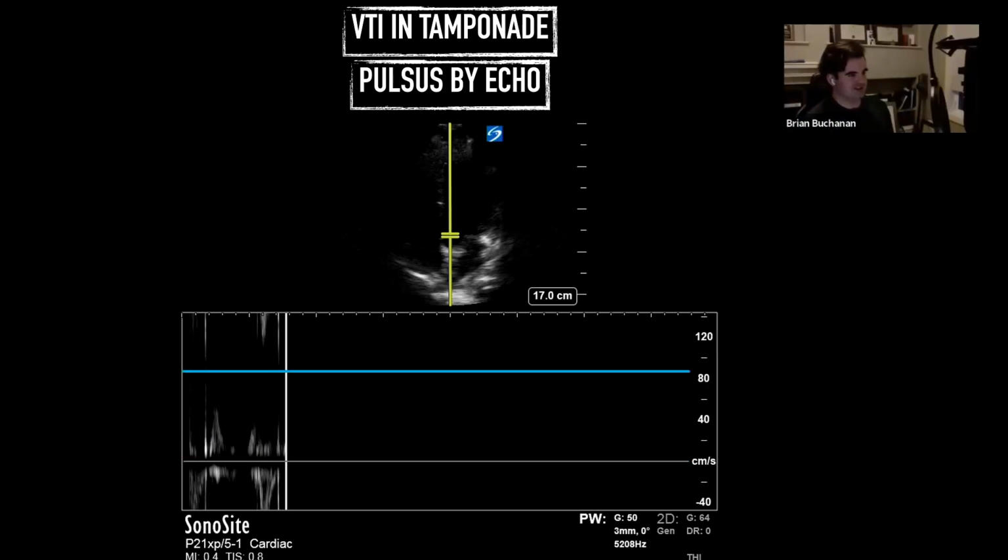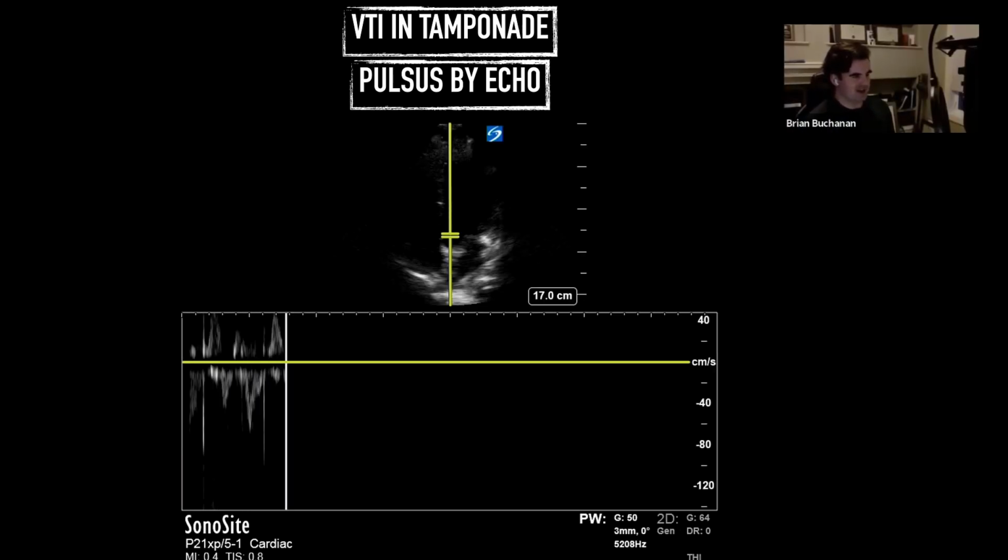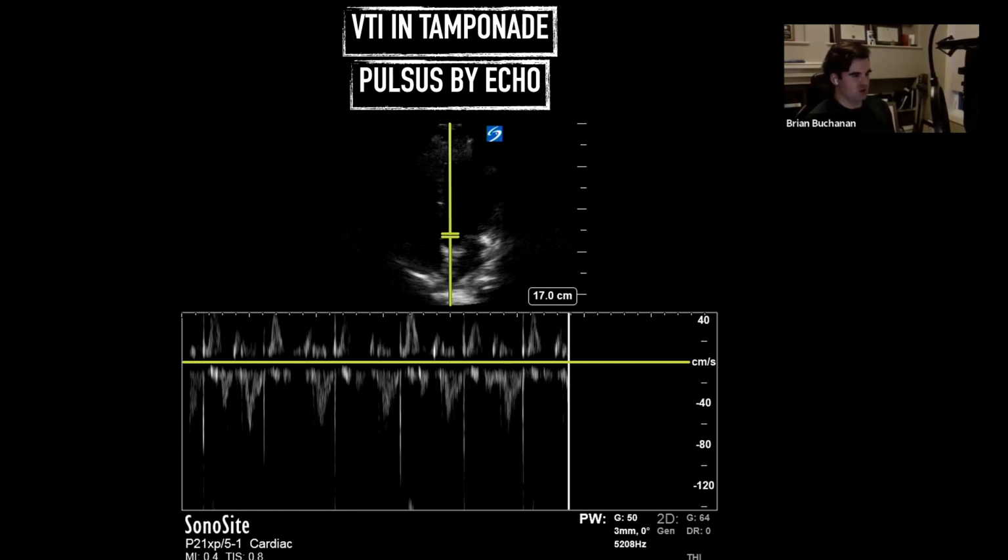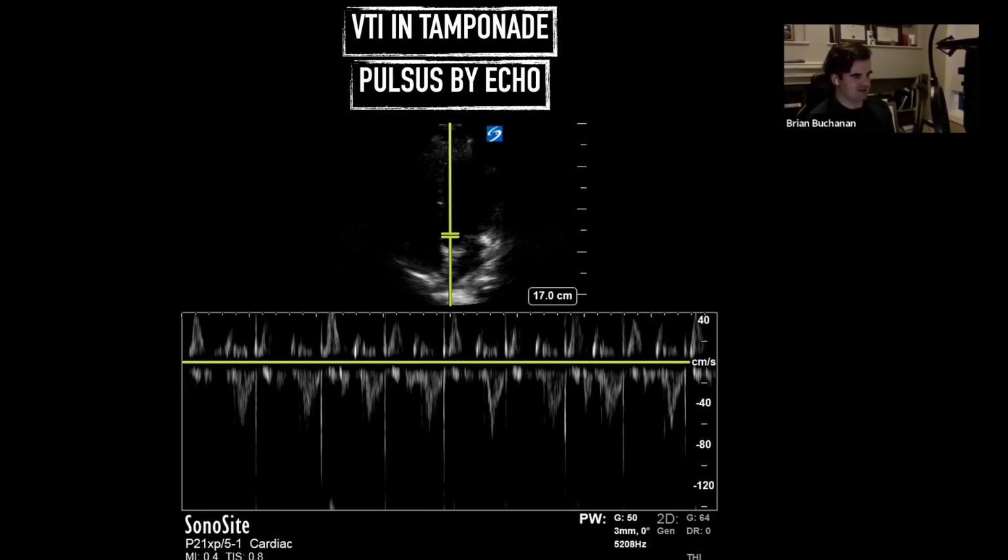And of course, finally, just to round things out here, we have a case, a young gentleman who was stabbed in the chest in the RV who had some obvious tamponade. And this is just an example here of that variation in stroke volume in VTI that you can see in tamponade. So this patient's in sinus rhythm. That way, the VTI waveform should be identical from beat to beat.